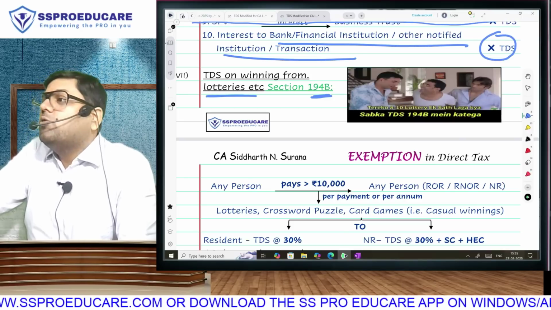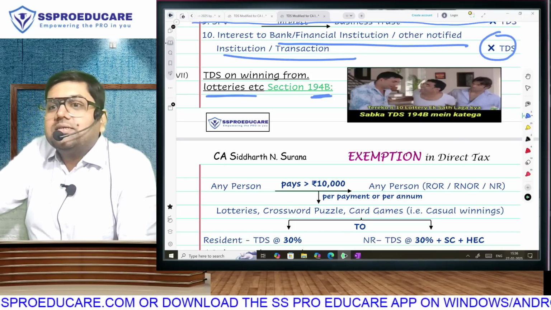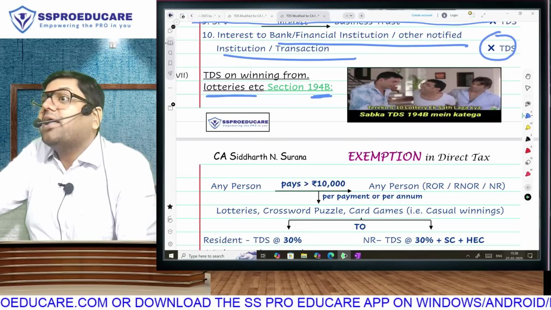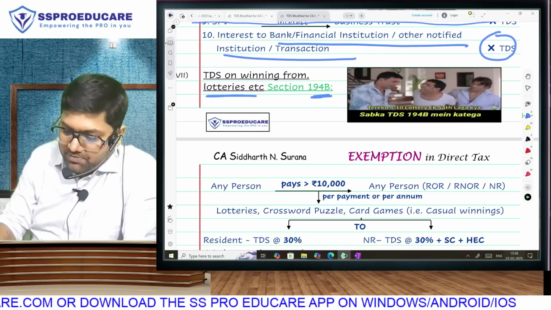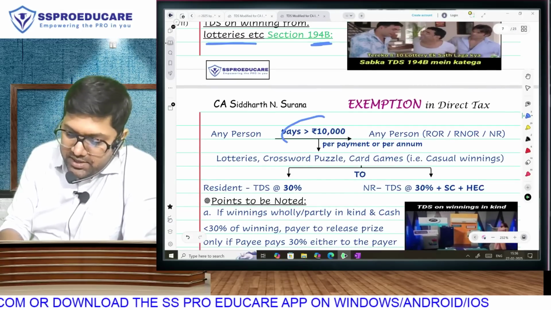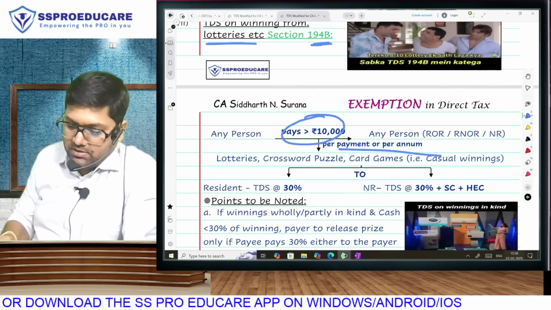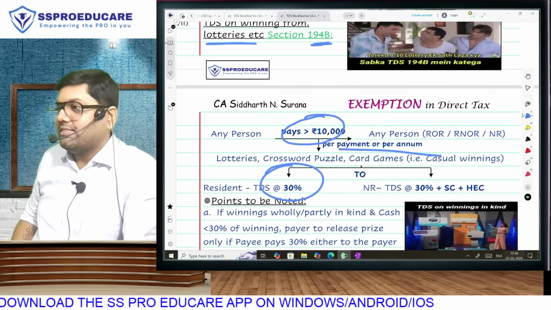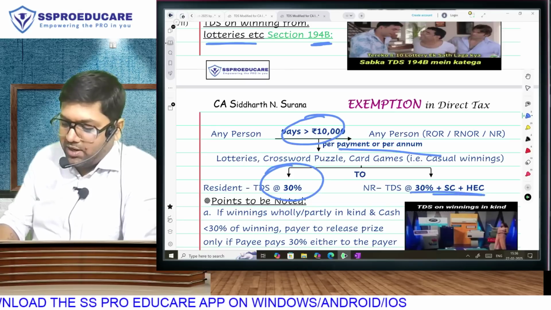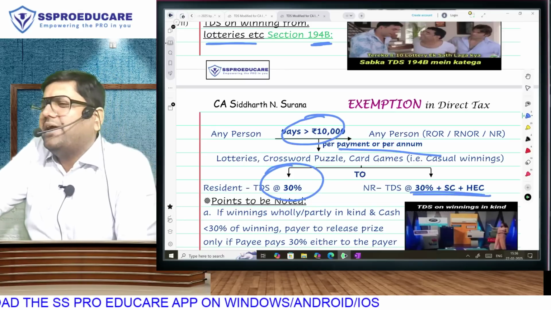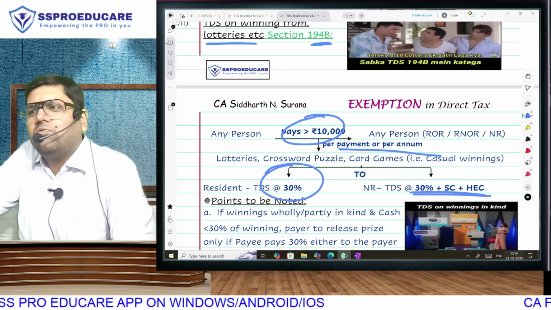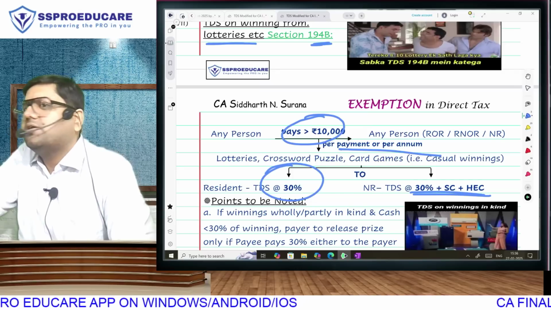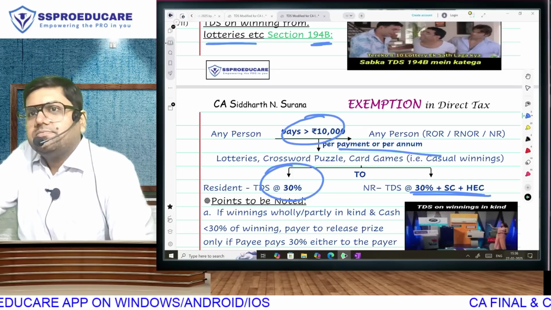You are winning from lottery. Do you know that that is casual winning? What is the tax rate of this lottery? 30%. And the company will also deduct TDS of 30% if you are getting more than 10,000. Or if you are non-resident, ignore non-resident because at inter-level you are not interested in that. Just understand that if you win a lottery of more than 10,000, you will have 30% TDS.